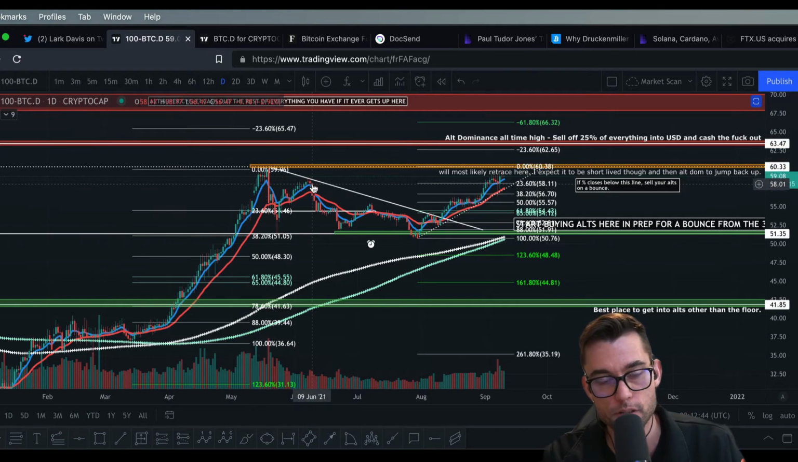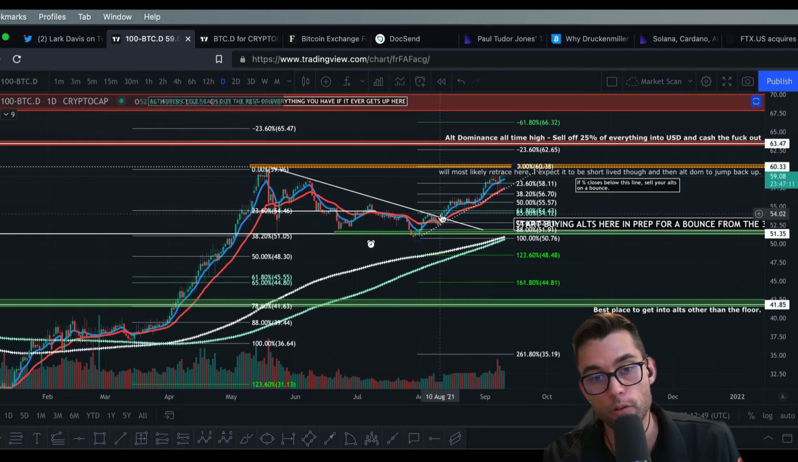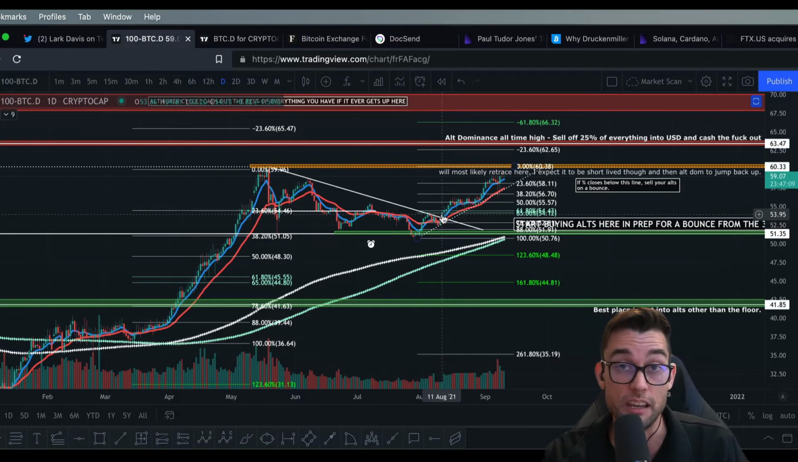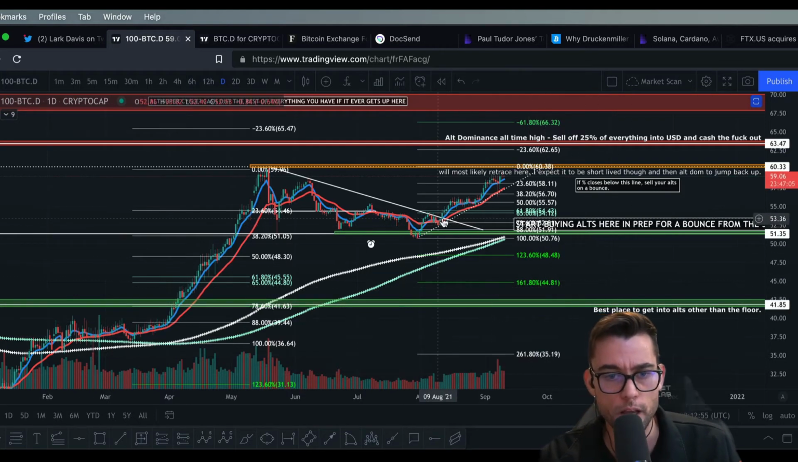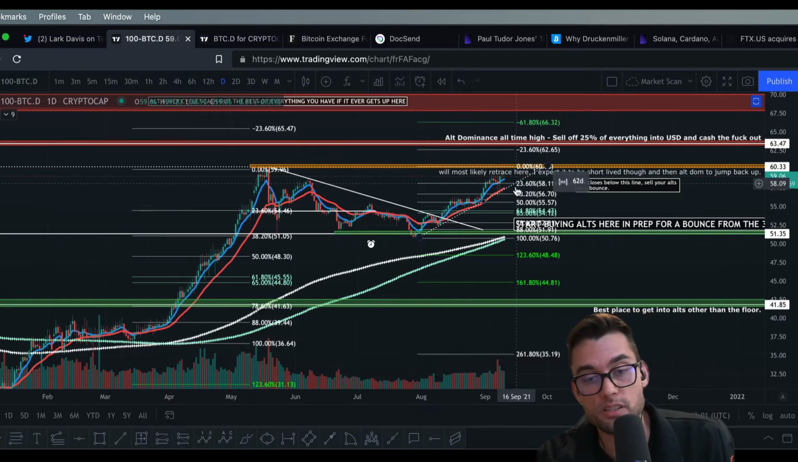Like this was the first tap, and then this was the second, third, fourth. It just couldn't get over here. But right when it broke through here, this was my signal to get into alts. Originally, I was waiting for somewhere lower, but as soon as it broke here, I said, okay, we need to get into alts now, because it broke through this really, really big resistance. So the same thing happens with support.